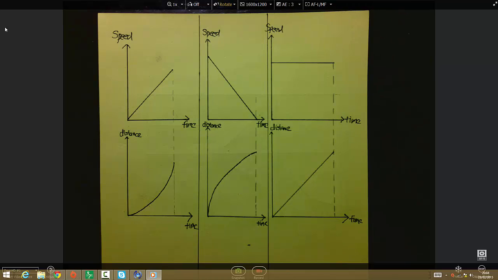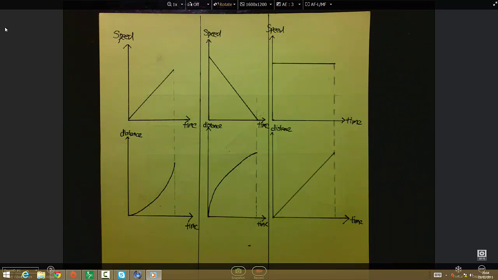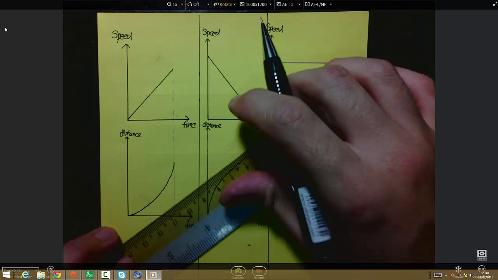So therefore, in the distance time graph, how do we get the speed from a distance time graph? The speed from a distance time graph is the gradient of the distance time graph. So if the speed is increasing here, it means that the gradient here must be increasing. So the curve will slope upwards like this. How do I know that the gradient is increasing?